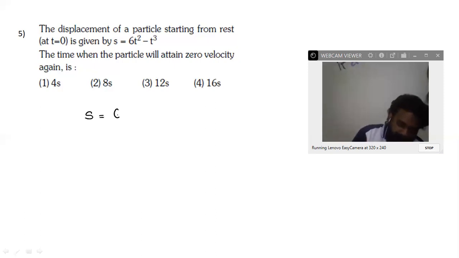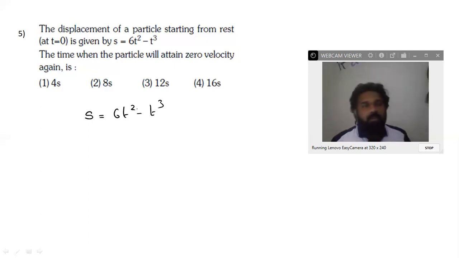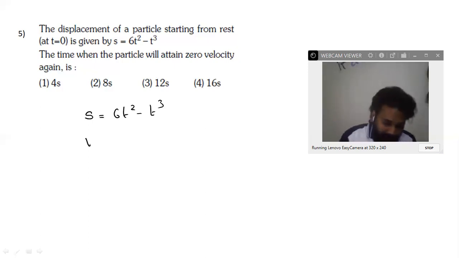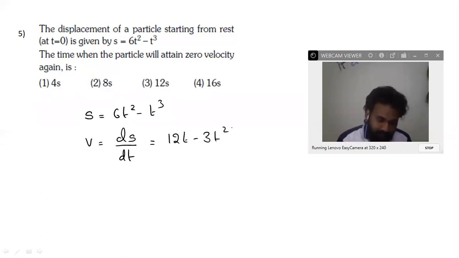So S is equal to 6t square minus t cube. This is the displacement. Now to find velocity, we differentiate ds by dt. When you differentiate, this will become 12t minus 3t square. So at what time will velocity become zero? Subhashri is saying 4 seconds.